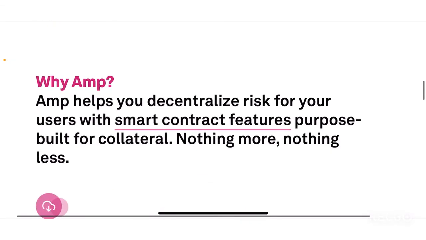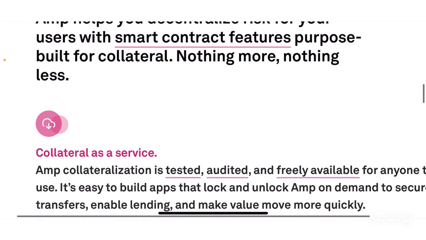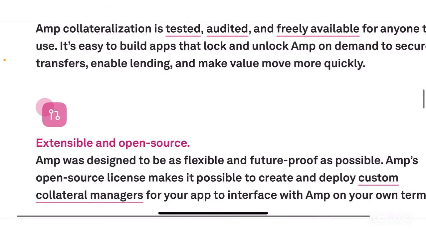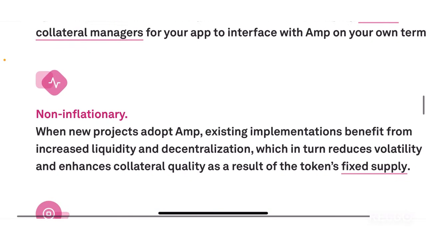And here they're talking about why you need to choose AMP and some of the reasons why you need to focus on AMP. Here they're stating that collateral as a service is something that you can take advantage of through their platform, extensible and open source. So it is a fully decentralized platform that's specifically focused on payment solutions, but is also an open source project, which means it's up for scrutiny. The third important use case is it's non-inflationary.